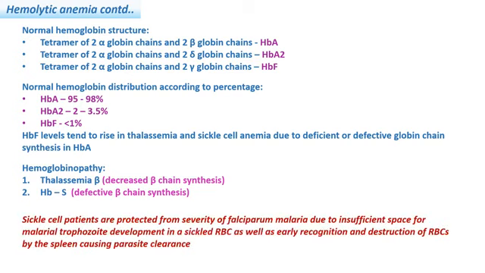Sickle cell patients are protected from lethal effects of falciparum malaria due to insufficient space for the malarial trophozoite development in a sickled RBC, as well as early recognition and destruction of the RBC by the spleen, causing rapid parasite clearance.